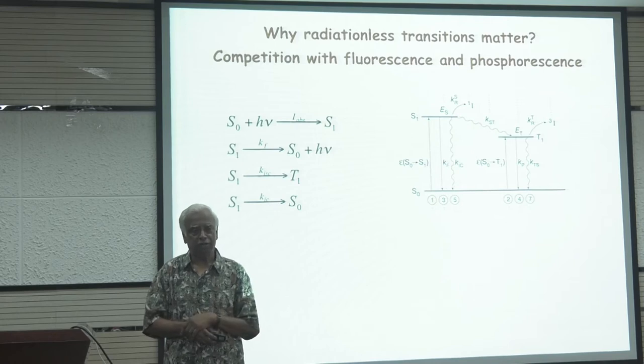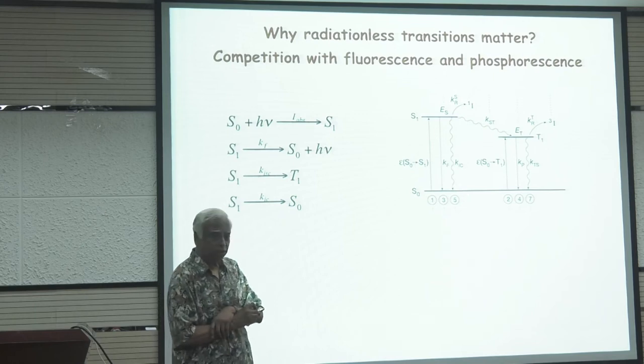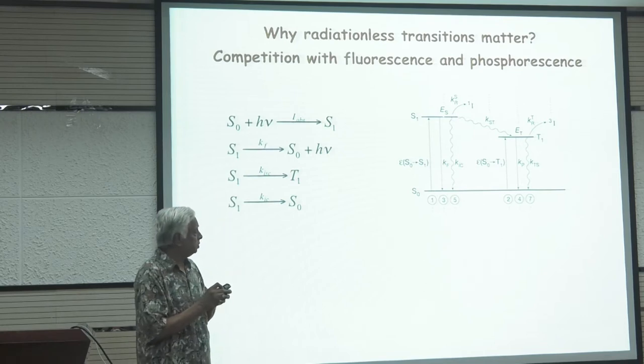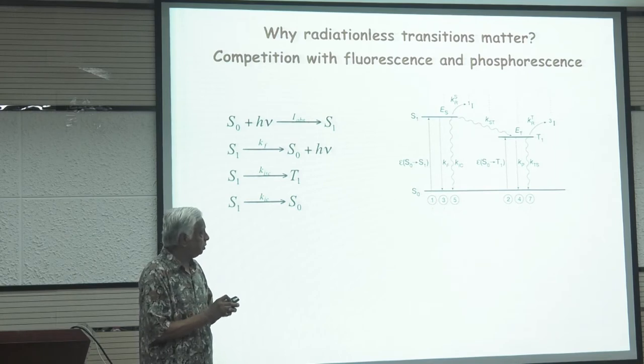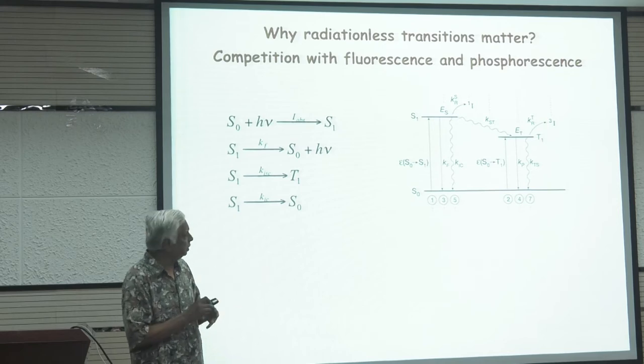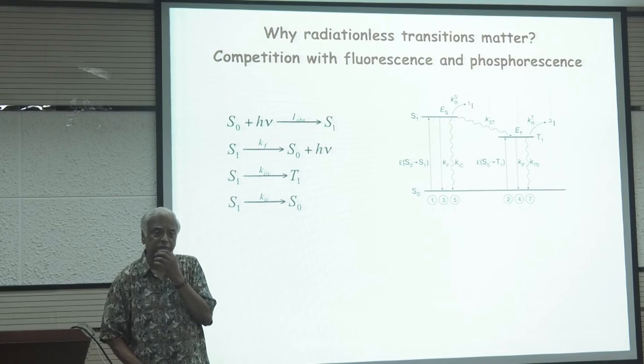KIC and KST. This one? And then the KST. Yeah. So the fluorescence, as you see here, is coming down. And then the singlet is going to the triplet. This is the singlet-triplet crossing, or intersystem crossing. And also the internal conversion. Now tell me about the triplet: what are the processes with which it is competing?